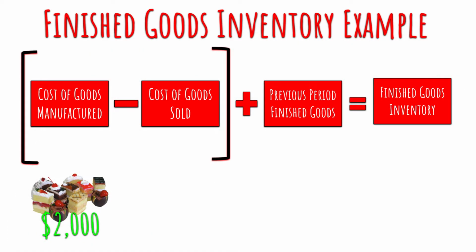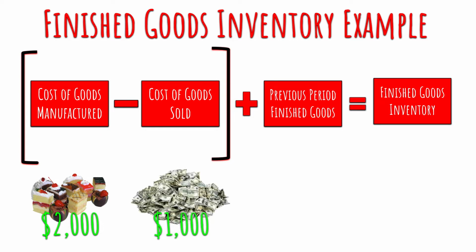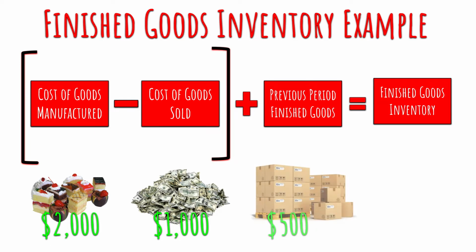Let's say that Care Bear's Cafe bakes $2,000 in delicious treats. Let's then say they sell $1,000 worth of treats. Now, on the previous day, the cafe finds that they had $500 in treats.